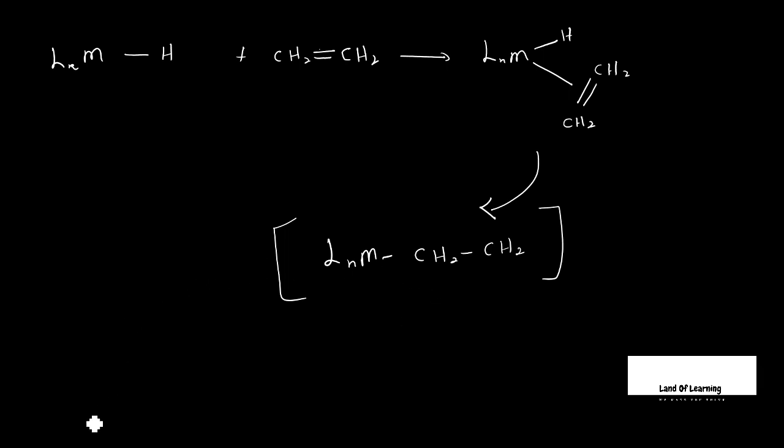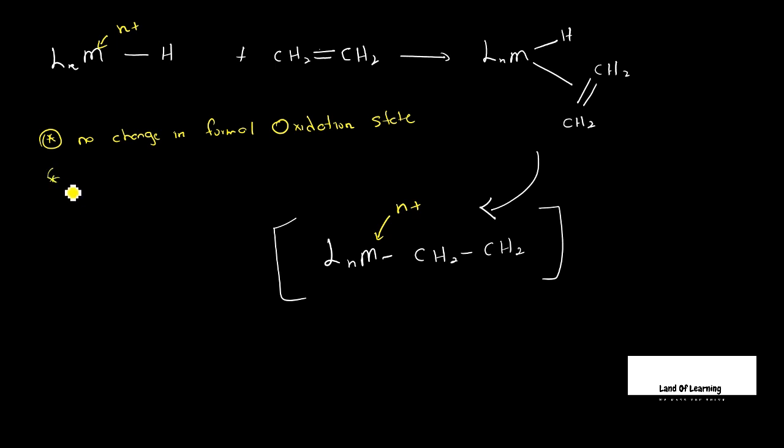There are a few points you need to understand about it, so let's go one by one. The first thing is, you can see there is no change in formal oxidation state. If this has an oxidation state of plus n, then the same oxidation state, plus n, will be occupied over here too. We are talking about the metal center, right?